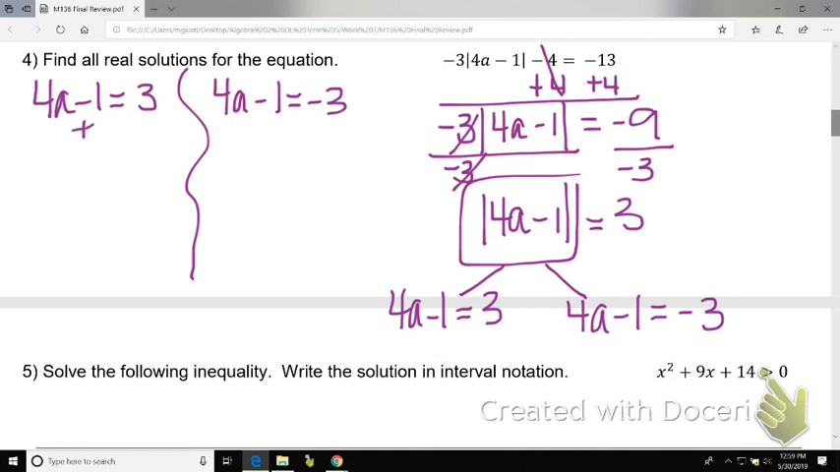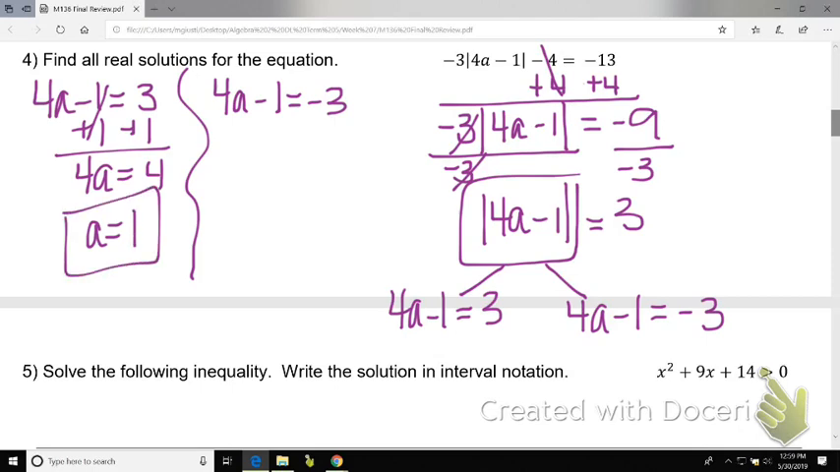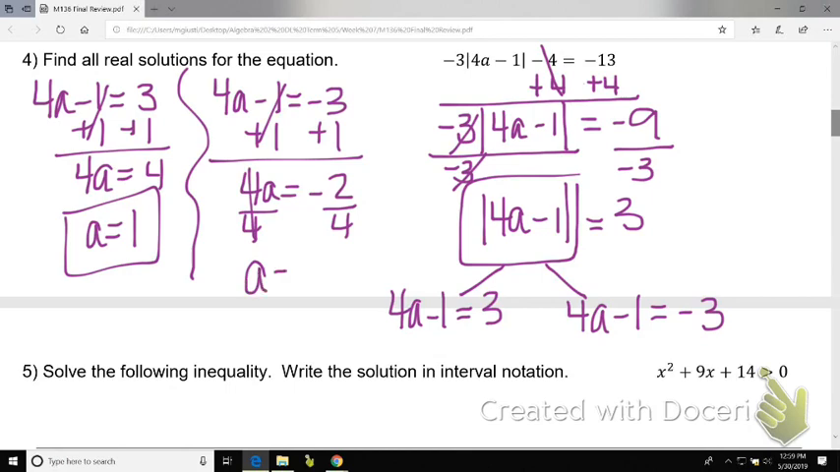So I would add 1, and I'd have 4a equals 4, which means a is what? 1. Okay, so there's our first answer. And then if you add 1 over here, we get 4a equals negative 2. And what's negative 2 divided by 4? Well, you'd have to reduce it. Negative 1/2. Yeah, it's negative 2/4, but we would reduce it to negative 1/2.